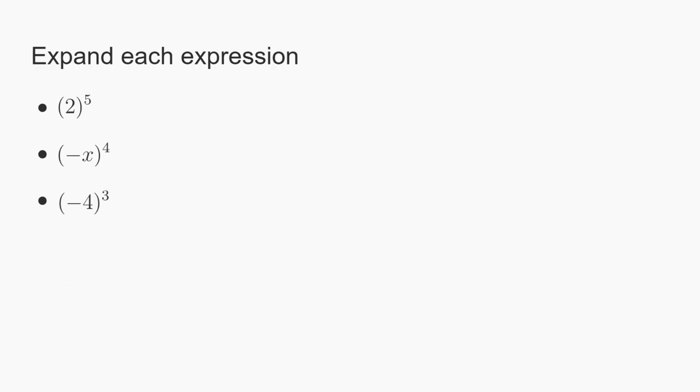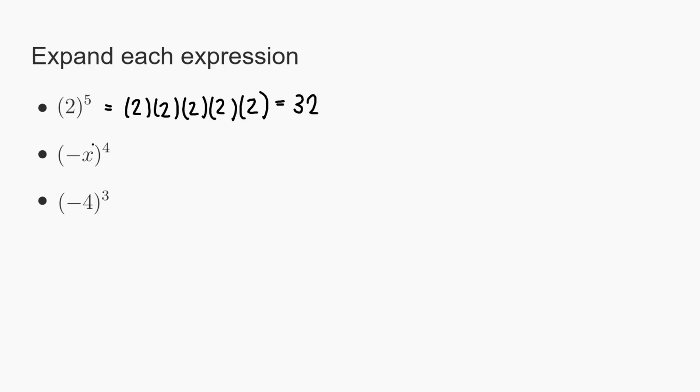So first, we have 2 to the 5th power, so our base is 2, and our exponent is 5. This means that we're multiplying 2 five times. Do that. 2 multiplied by 2, multiplied by 2, 5 times. So 2 multiplied by 2 is 4, times 2 is 8, times 2 is 16, times 2 is 32. So we know 2 to the 5th power is 32.